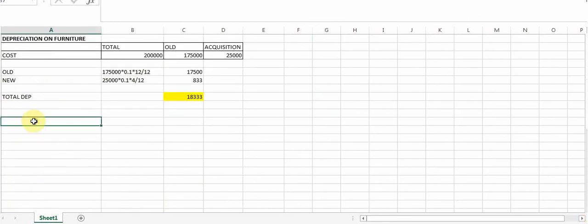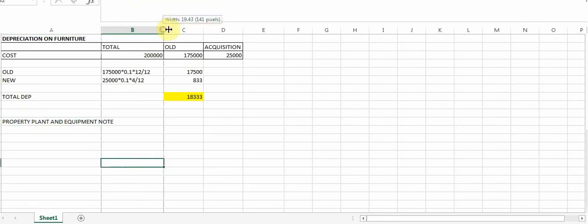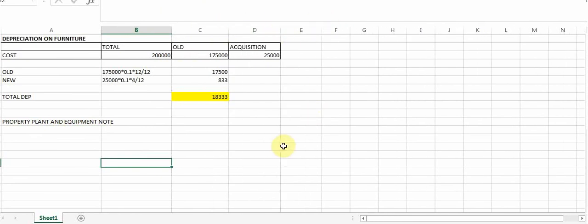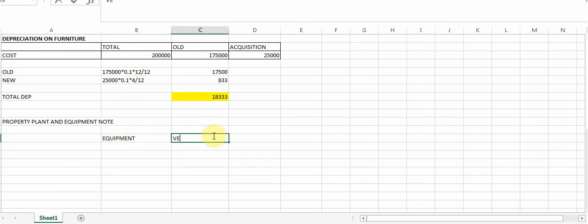So I'm going to say it is the property, plant and equipment note, and here you should already know the layout by now. I'm going to have a column for each type of asset that I have, and then also a total column. So the first one will be equipment, the second one will be my vehicles, and then the third one will be furniture, and then of course I will have totals for everything, and in this column I will just add everything together horizontally.